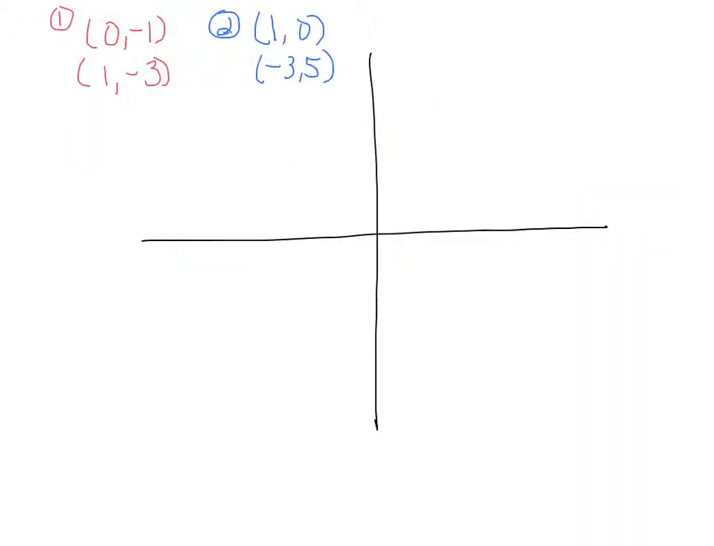Okay, so here we have our points. Let's graph our first one. (0, negative 1) means we're going to go down 1. That'll be my first point. (1, negative 3): 1, negative 1, 2, 3. We have a second line. (1, 0). (Negative 3, 5): 1, 2, 3, 1, 2, 3, 4, 5.